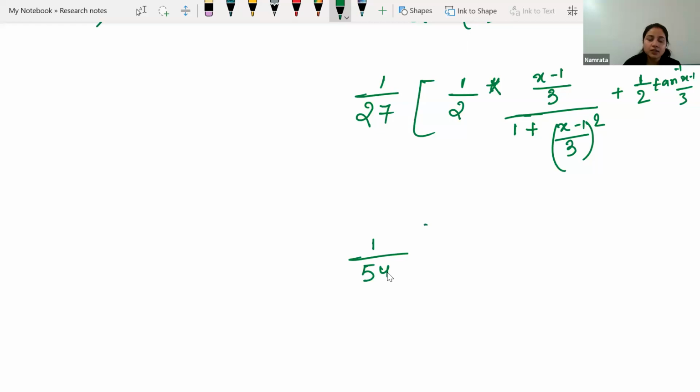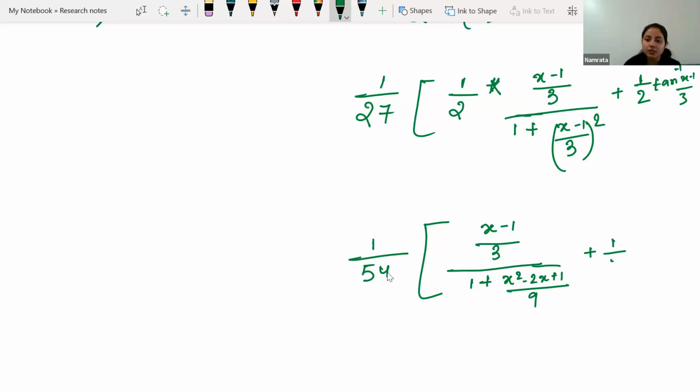And here we'll be having x in the denominator. If we do the simplification by applying the formula of (a minus b) whole square, what will we be having? 1 plus, that is a square minus 2ab plus b square by 9. Okay, here 1 by 2 tan inverse (x minus 1) by 3, and the constant of integration is still there.